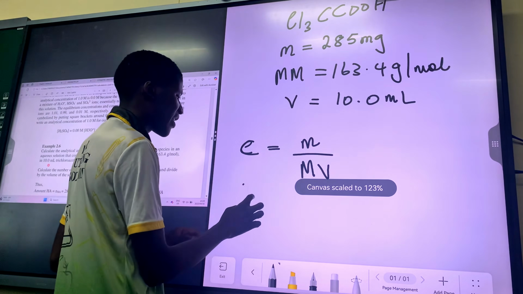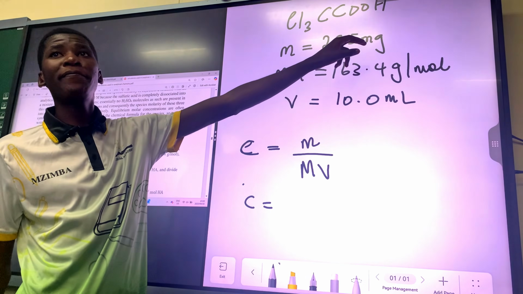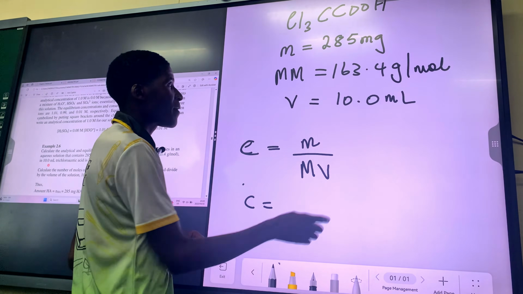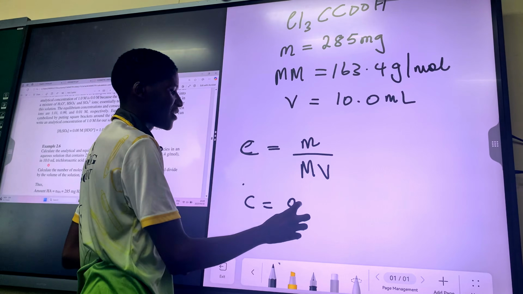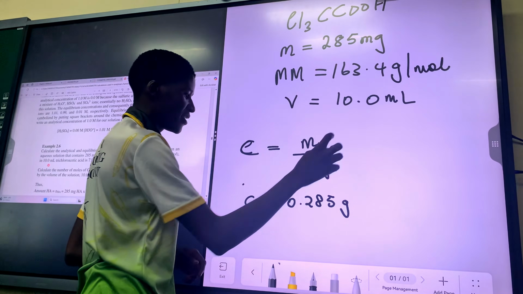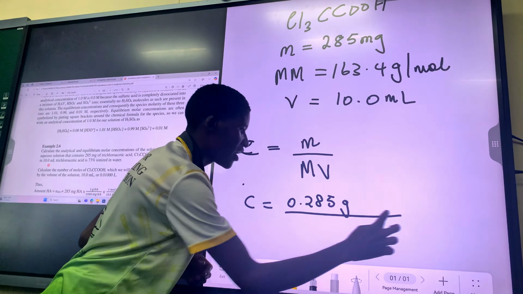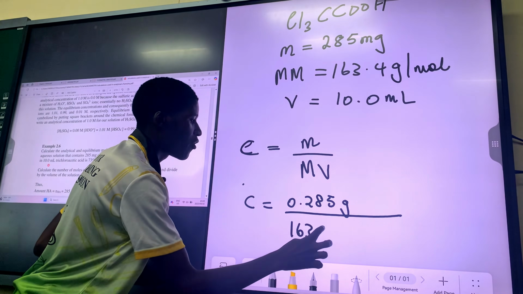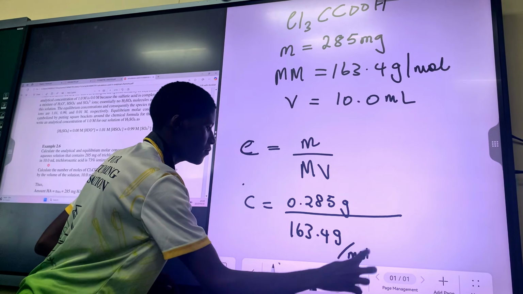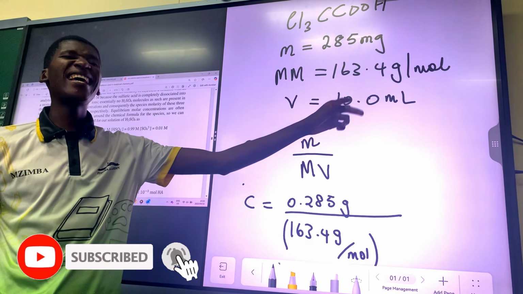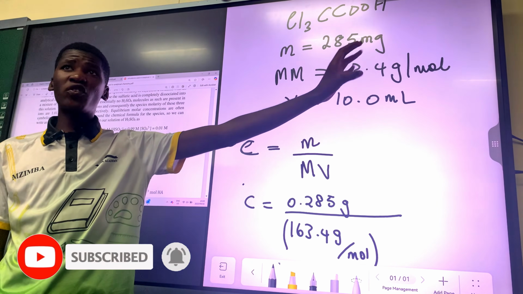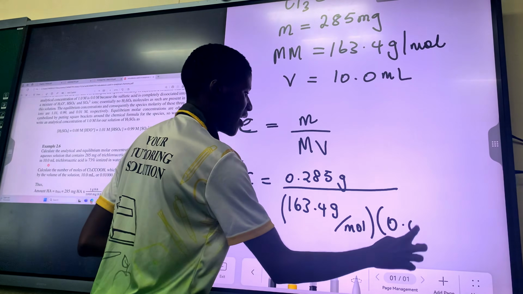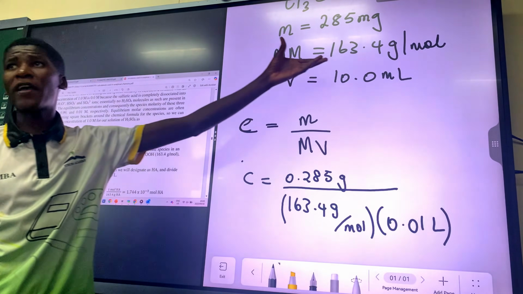In this case, our mass that we are given here is equal to 285 milligrams. We don't use milligrams, we use grams as standard units. So this has to be divided by 1,000, which will give us 0.285 grams. So we have a mass of 0.285 grams, and then we have a molar mass of 163.4 grams per mole. And then we have a volume of 10 milliliters. We don't use milliliters, we use liters. 10 milliliters is equivalent to 0.01 liters. You divide by 1,000.